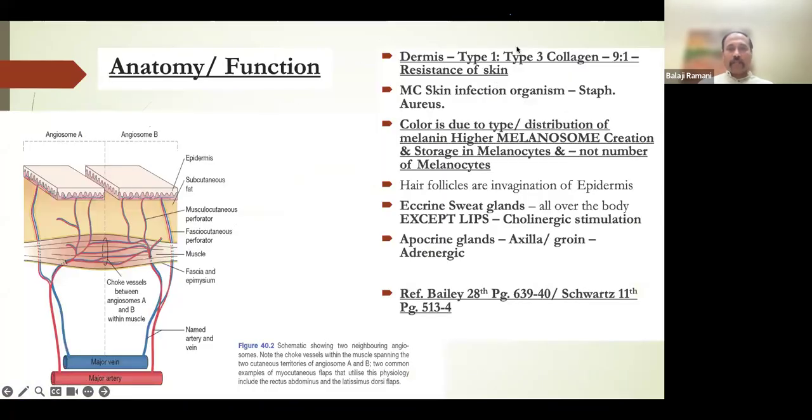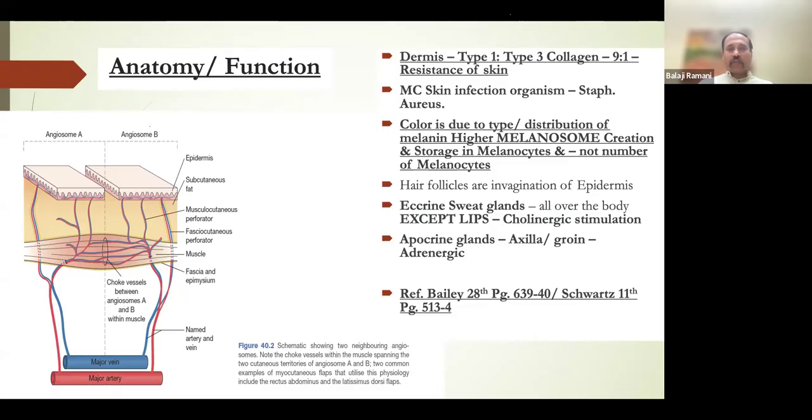Right. Now, if you take up the anatomy and function, taking it a little further, you have things like the angiosome. In the dermis, you have type 1, type 2, type 3, and type 4 collagen. The normal ratio is such that type 1 is the dominant type, that is the 9:1 ratio. Type 1 collagen leads to the resistance of the skin. The skin cannot be penetrated easily; unless you have a sharp object, you cannot really crush and penetrate the skin that easily. So that resistance of the skin is due to the presence of type 1 collagen.